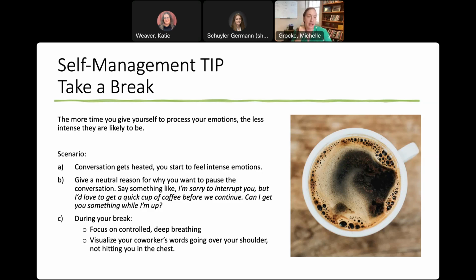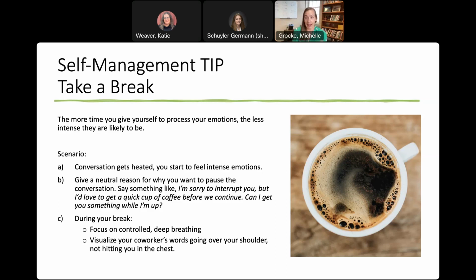So here's a scenario. Let's say you're in a conversation with a couple of colleagues and you start to feel intense emotions. Give yourself a neutral reason for why you want to pause the conversation. Say something like, and I promise you I've done this multiple times, I'm really sorry to interrupt you, but I'd love to get a quick cup of coffee before we continue. Can I get you something while I'm up? In that time, those pieces of emotion, the subjective event, the physiological response, and the action, the reaction will take place, but you're giving yourself more time to process, to label the emotion.